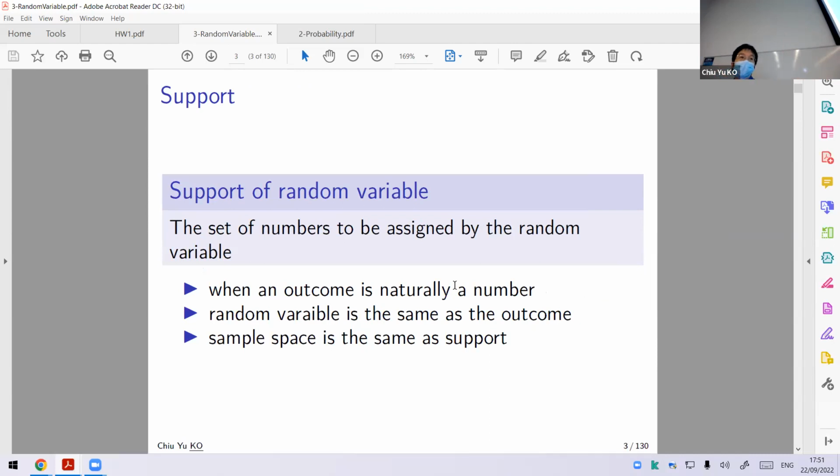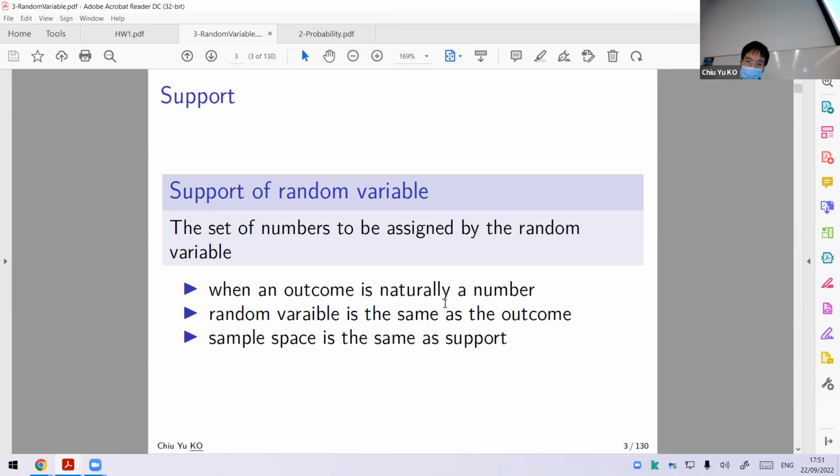So in the case you toss a coin 10 times, and you just care about the number of tails or number of heads, right? Number of tails. Then the support will be just 0 up to 10, because there's no tail, 1 tail, 2 tails, 3 tails, up to 10. The support is 0 to 10. And in many cases, the random variable or the event is actually a number. So that's why things become easier very naturally.